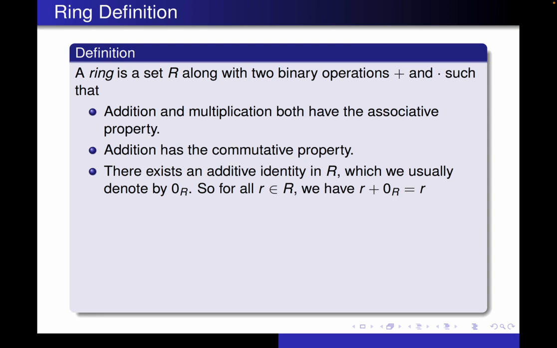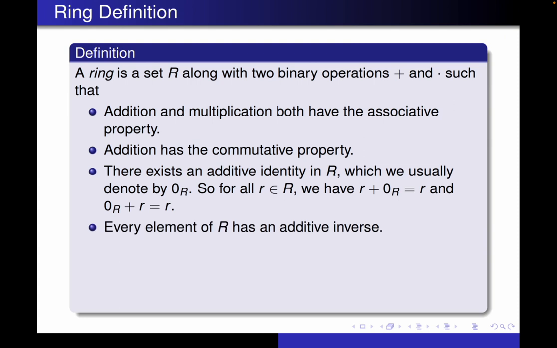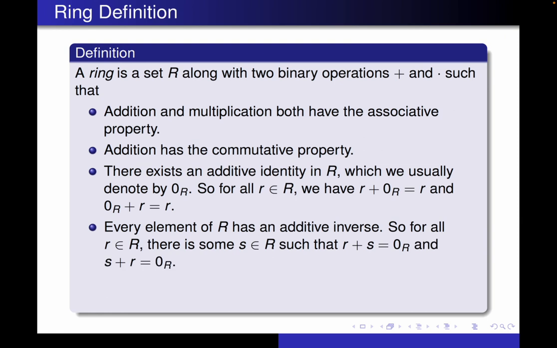And we don't need to say this, but I want to make sure that we know that when we add 0 plus r in the other direction, we also get r. Every element of R has an additive inverse, which means that for every element little r, there is some s in R, such that r plus s equals 0. And also the other direction, s plus r equals 0. And once we prove that the additive inverse is unique, which you will do in the in-class activities, we will write the additive inverse of r as negative r.